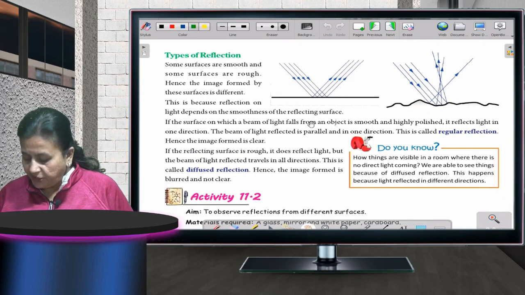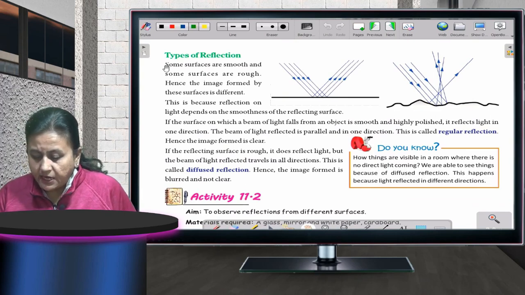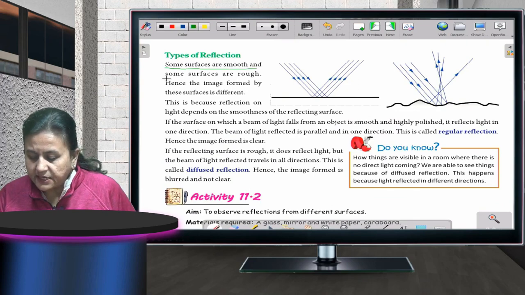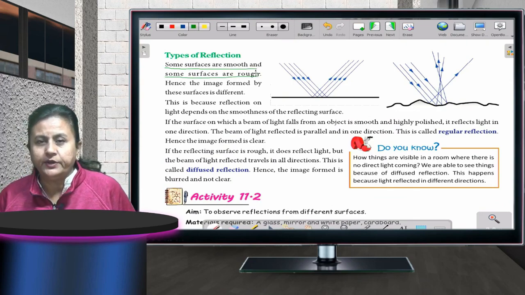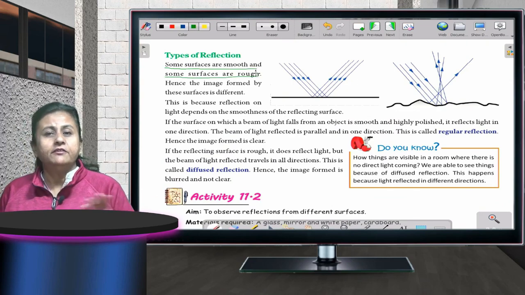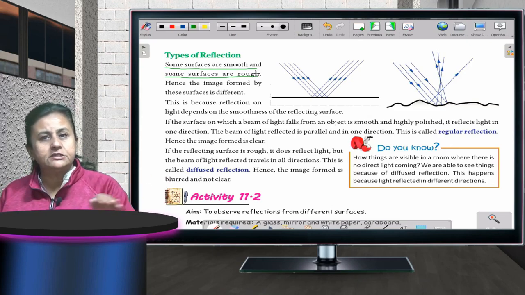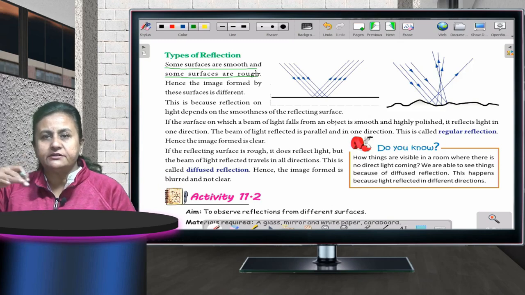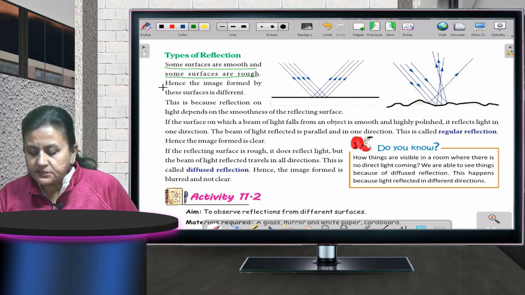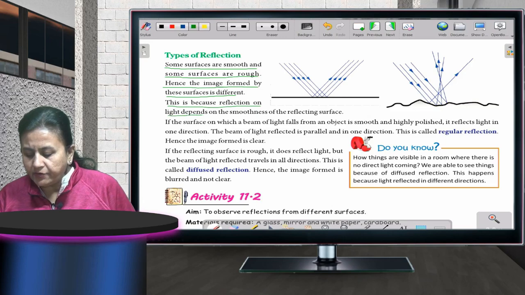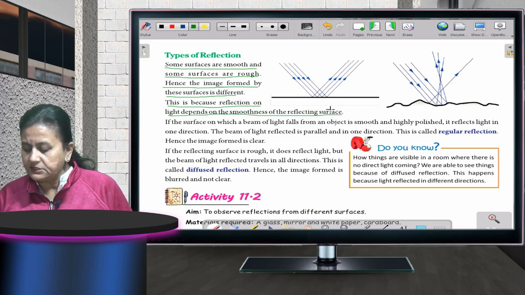Types of reflection. Some surfaces are smooth and some surfaces are rough. That is, the area where the light falls is sometimes smooth and sometimes rough. Hence, the images formed by these surfaces are different. This is because reflection of light depends on the smoothness of the reflecting surface.